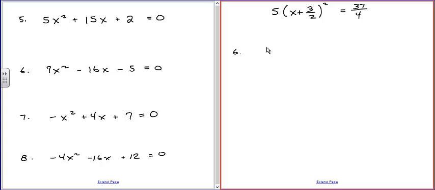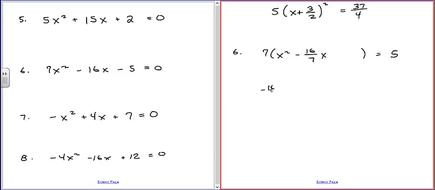Number 6. Here we have 7, 16. So this is going to be a little more challenging in terms of the fractions, but it's not that bad. Okay, so you factor out the 7. So you get 7 times x squared. You factor out the 7 here, you got to divide by 7. So you get 16 over 7 x. Leave a space. Move the other thing to the other side, the 5 to the other side. So this -5 becomes +5.